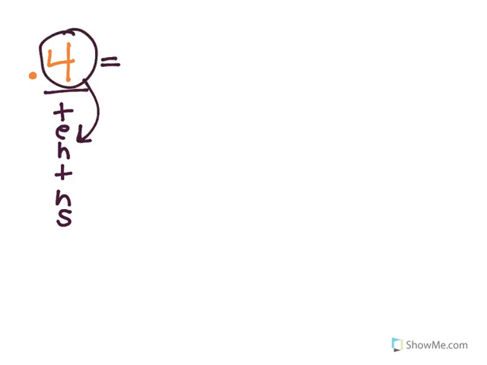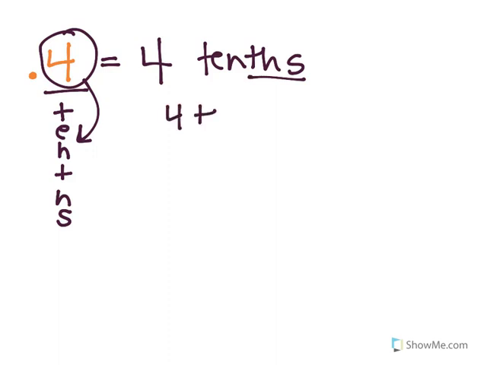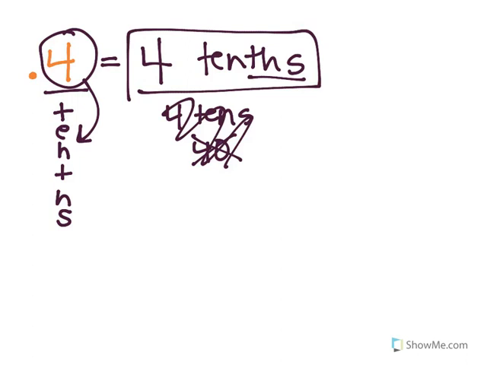Let's try another one. Let's do this. Call out what place I'm in. I'm in the tenths place. So I write that down. Okay? So that means I have 4 tenths. So I write 4 and then the value, tenths, making sure I have that THS at the end. So I don't have 4 tens, because that would be 40, and that's not what we're getting at. We want 4 tenths, because that represents this decimal.